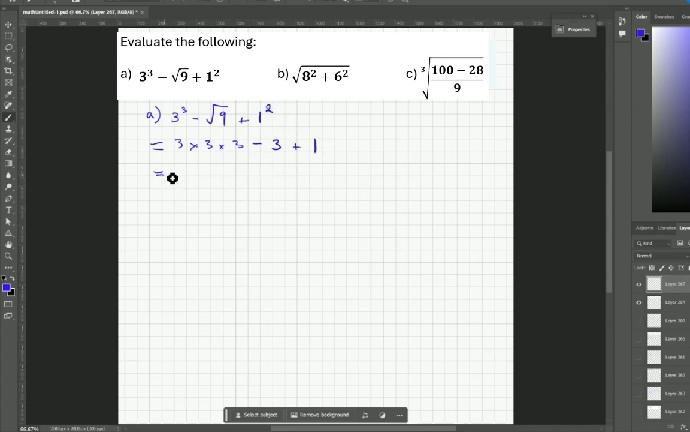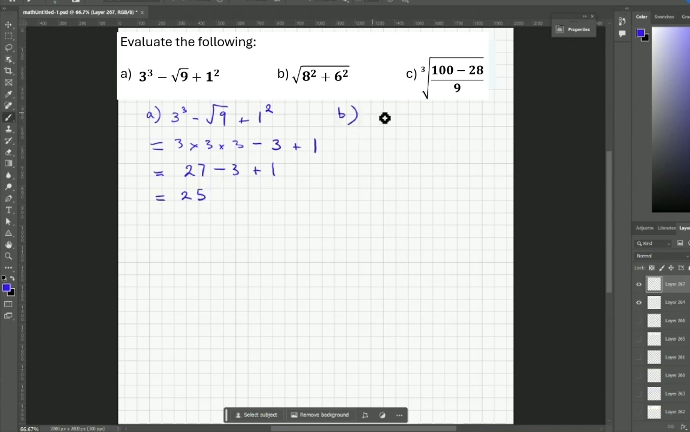Now, remember order of operations, we have to do our multiplications first. So 3 times 3 is going to be 9, and 9 times 3 is going to be 27. So this is 27 minus 3 plus 1, which is equal to 24 plus 1, which is 25.